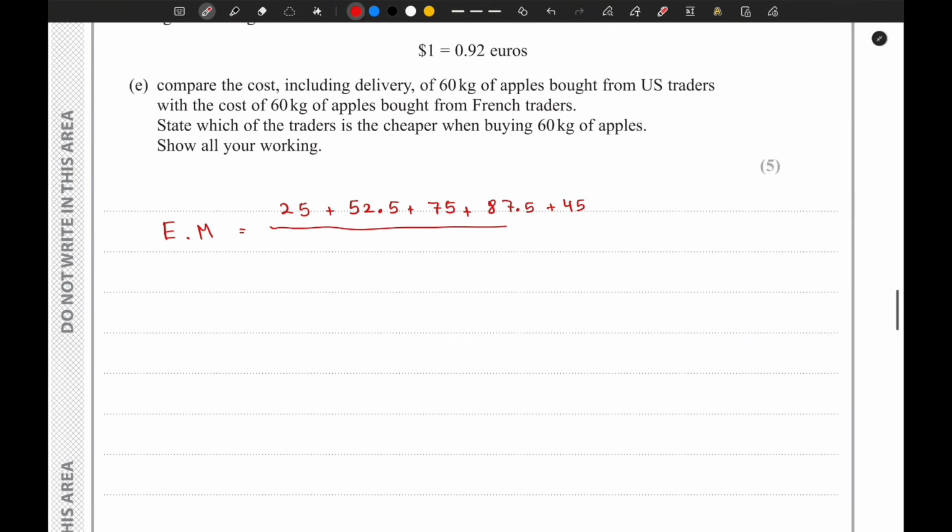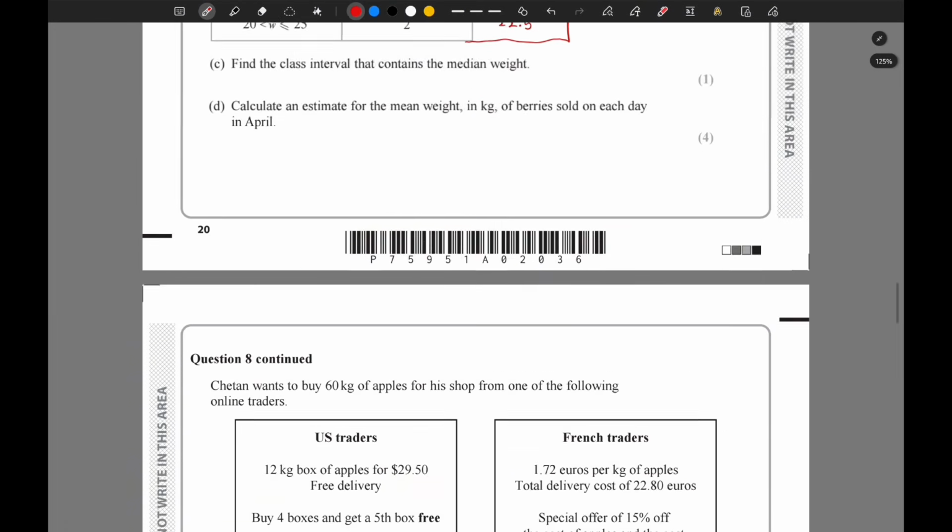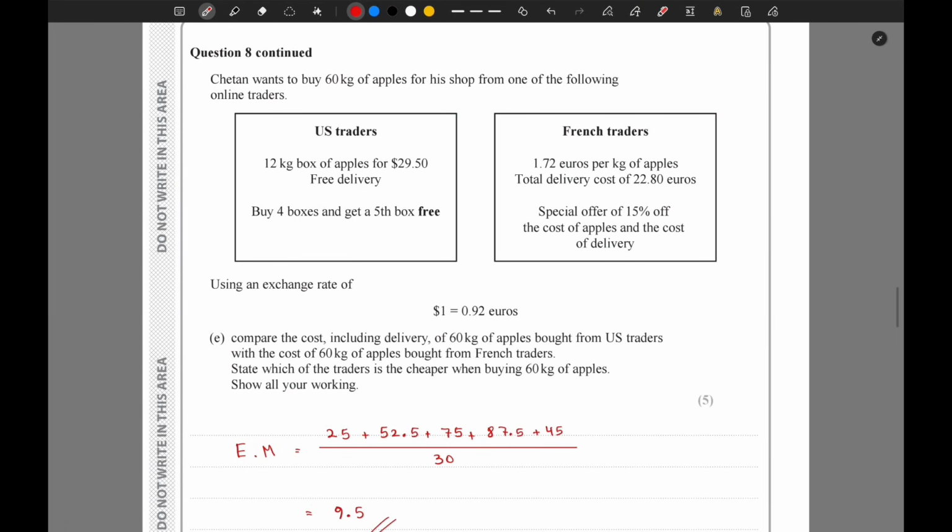Now we need to divide this whole thing by the total frequency, the summation of the frequency, which is 30. So from this, we will get the value for the estimated mean, which is around 9.5. So that is the answer for part D. All right. Now let's look at the next part.